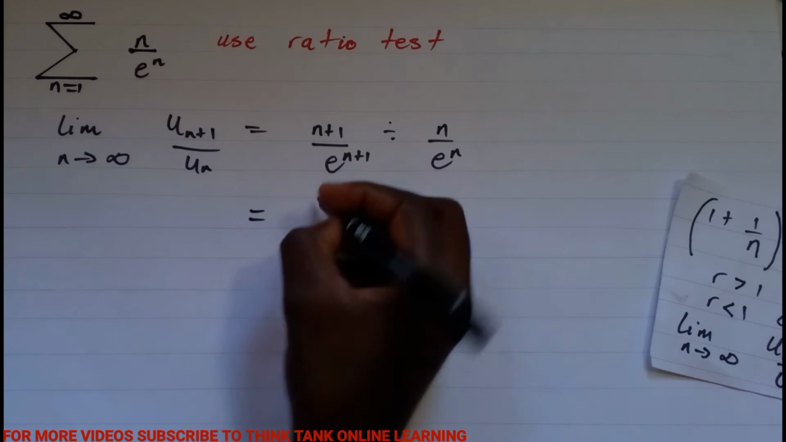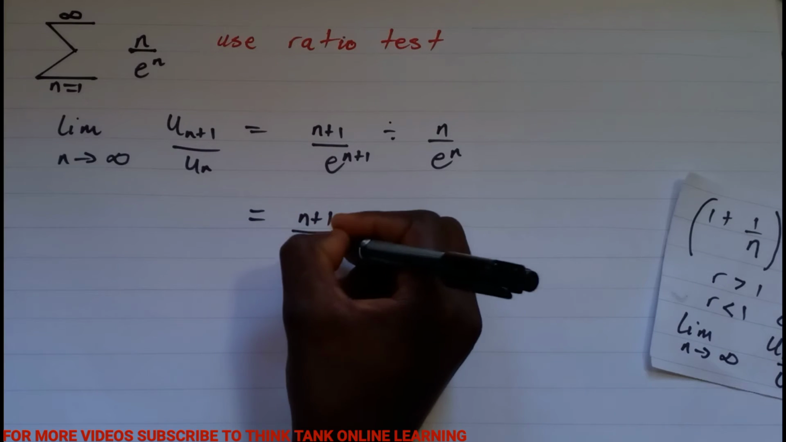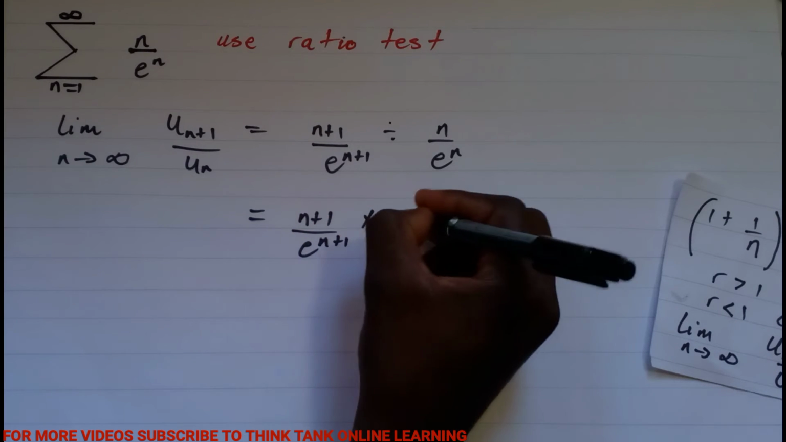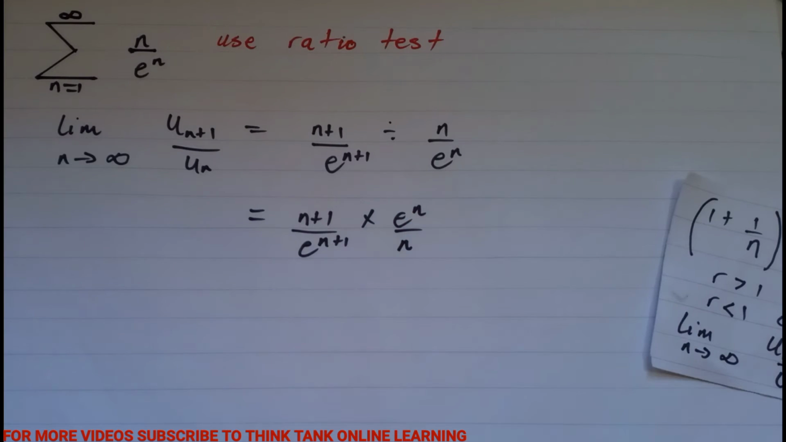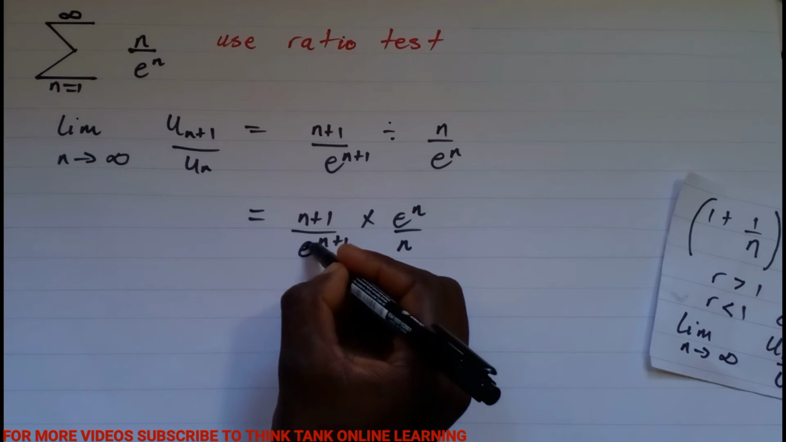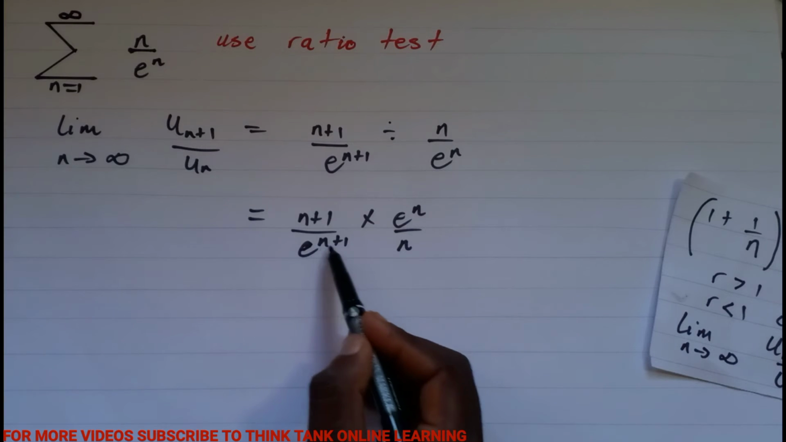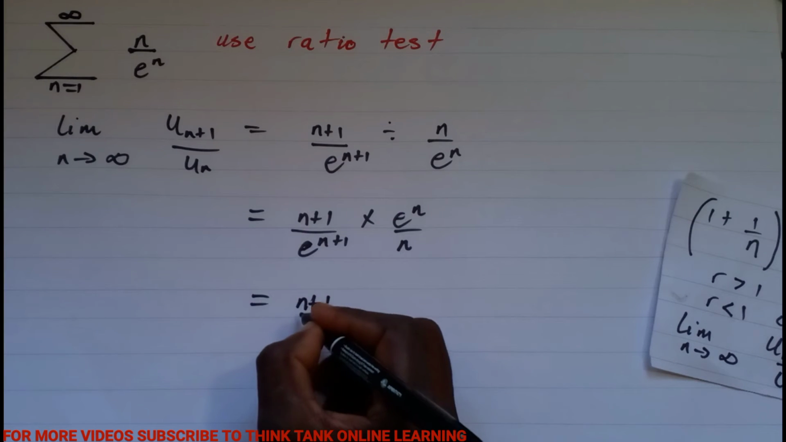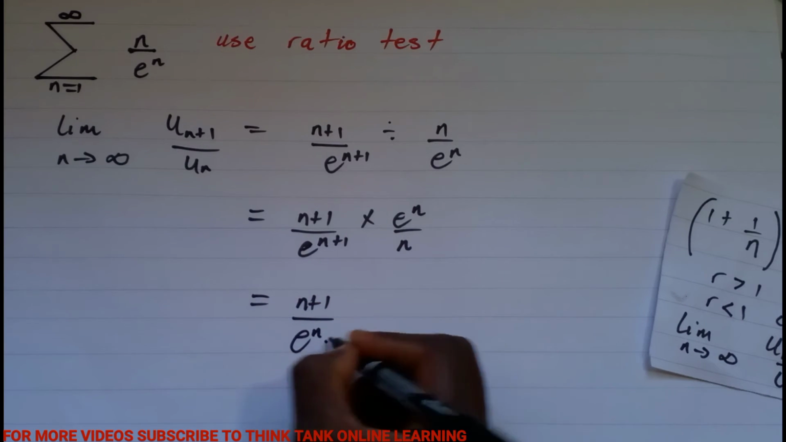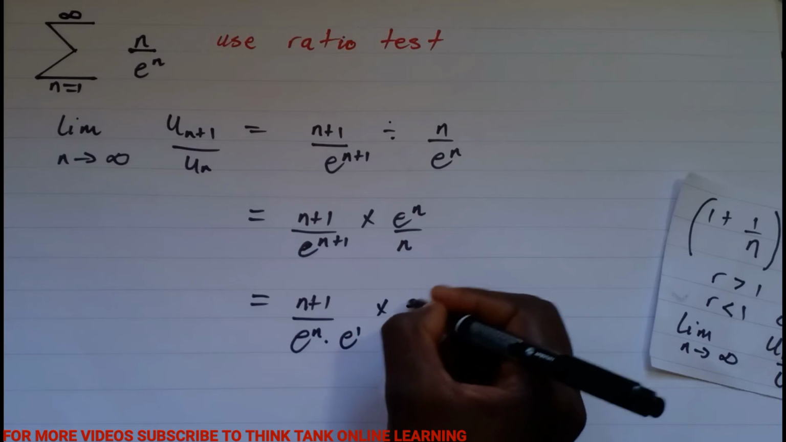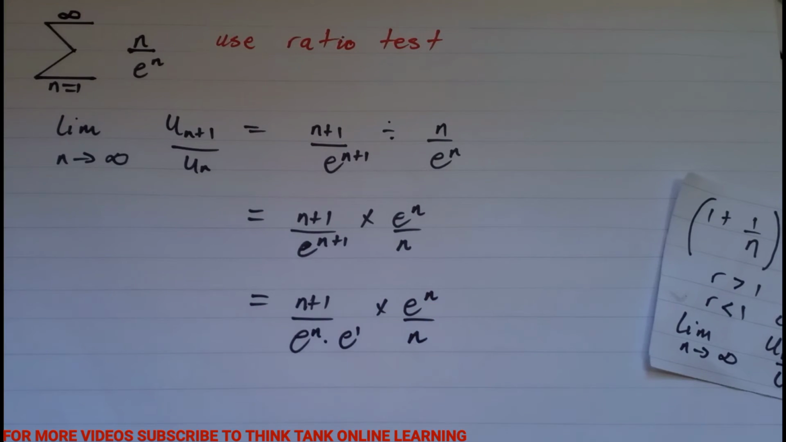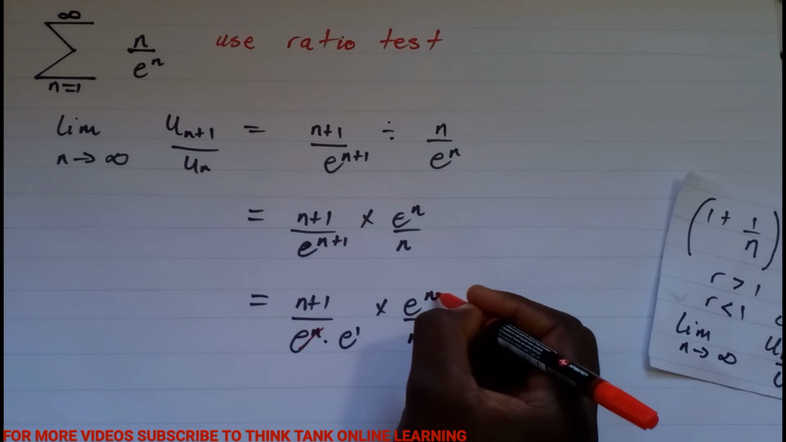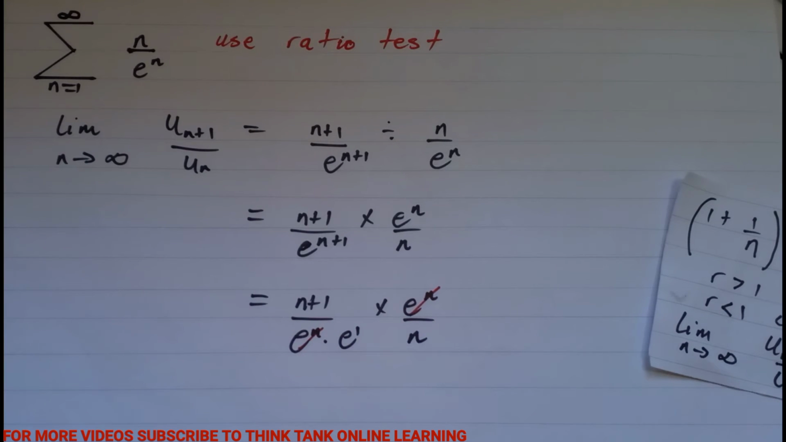And you know, this is equal to (n plus 1) over e to the power n plus 1, times e to the power n over n. Using laws of indices, if we add the powers, that means we're multiplying e to the power n times e to the power 1. So this is the same as (n plus 1) over e to the power n times e to the power 1, times e to the power n over n. And as you can see, we cancel e to the power n with e to the power n, and we get 1.